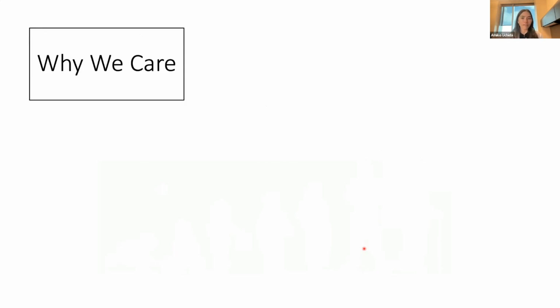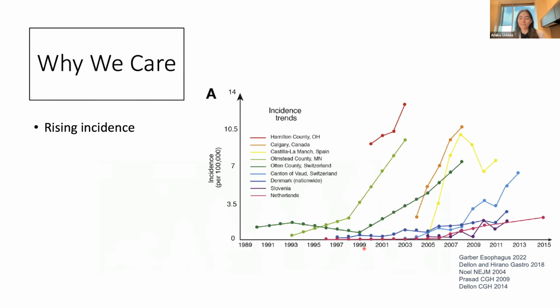I also want to highlight briefly some reasons why I think we should care about EoE and about this disease. When we look at populations across the world, we find that there is an increasing incidence of the disease. Incidence means that more and more people are being newly diagnosed with the disease. You can see this graph, which is actually several years old, but is showing in these various populations, colored differently here from different cohorts, that the incidence, the new diagnoses, are going up.